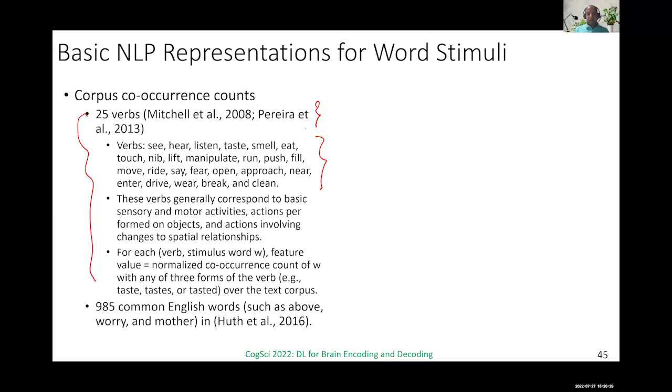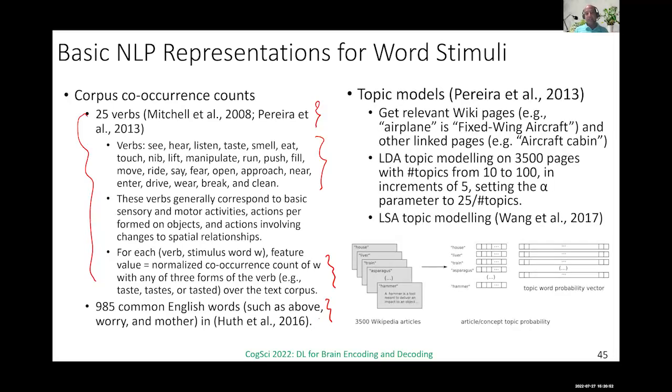Right? For each verb and a stimulus word, you would go back to a large corpus and count how many times they co-occur. That's that. Again, they did some basic pre-processing to ensure that taste and tasted all basically mean the same and so on. So basic stemming in some ways, so as to incorporate conflated counts across variants. So that's that. 985 common English words were also used in another work, right? Similar kind of study, corpus co-occurrence counts.